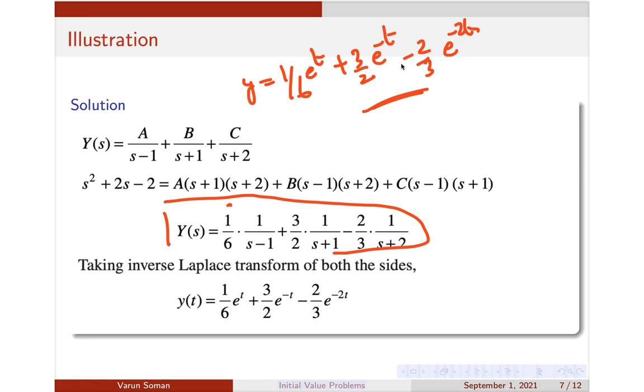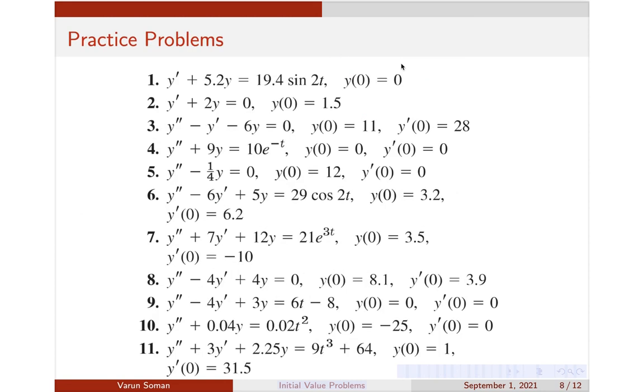So this is another method of using the Laplace transform. The only thing is that you have to be well versed with the methods for finding the inverse Laplace transform. Only then will you understand these methods. Now let us look at some more practice problems here.